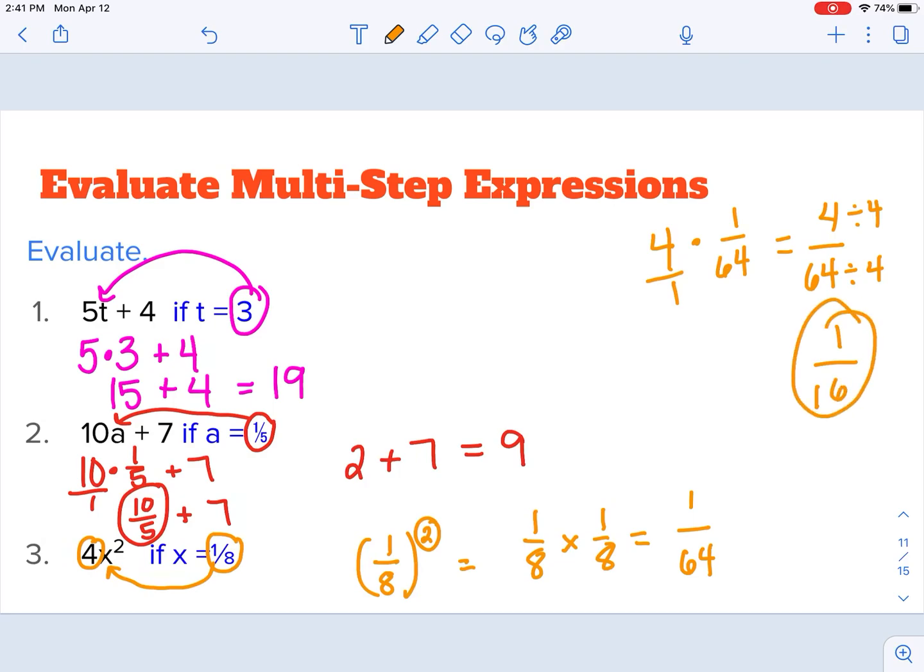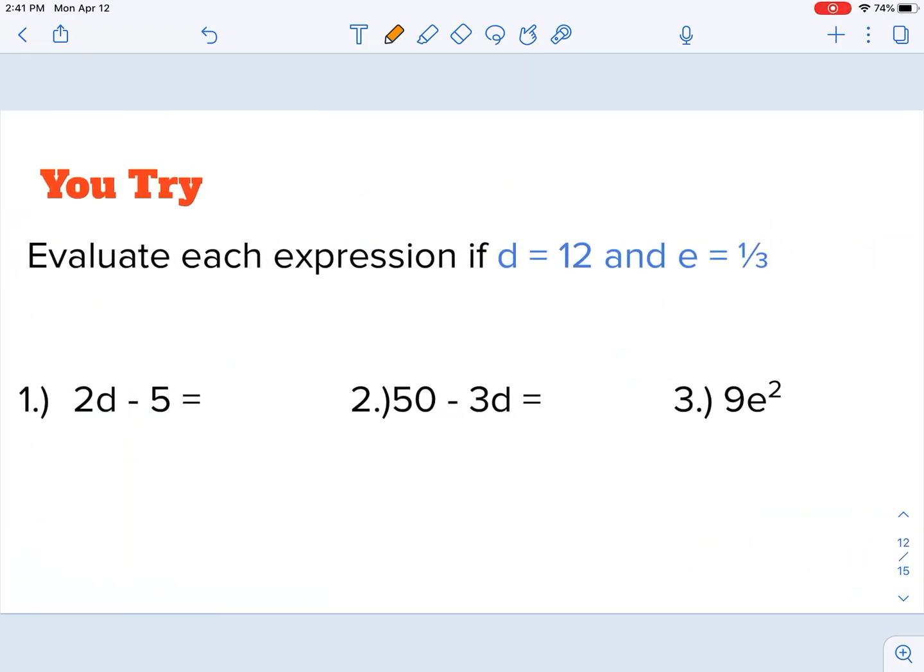Okay, let's try just 3 more on your own, and then we'll wrap up this video lesson. In your book, on page 451, at the very bottom, you have 3 new expressions. This time it's telling you that D is 12 and E is 1/3. Please pause the video and try those on your own and then come right back to go over them. Okay, let's see how you did.